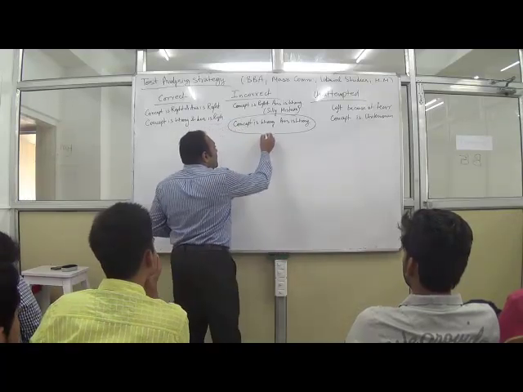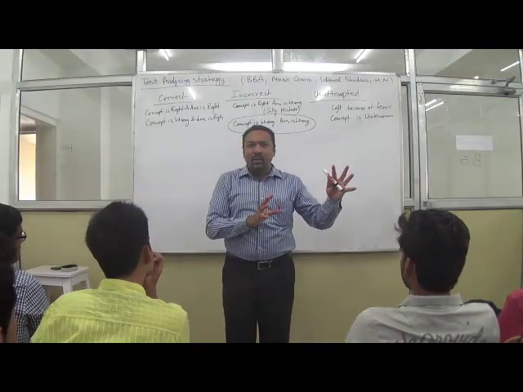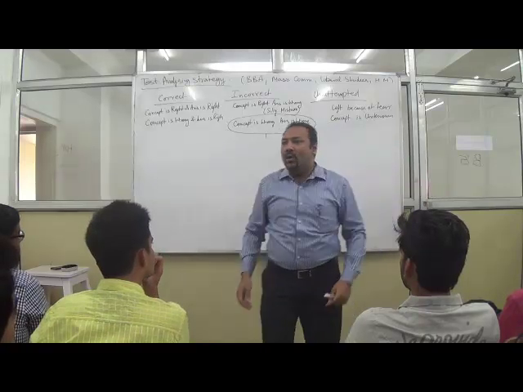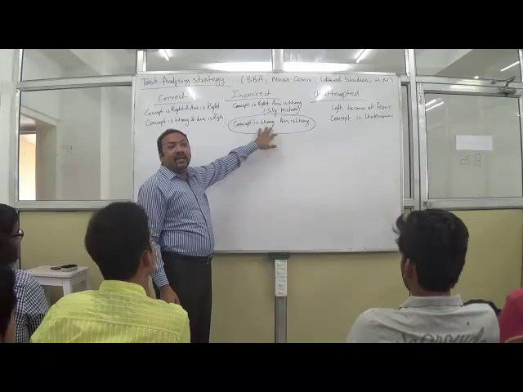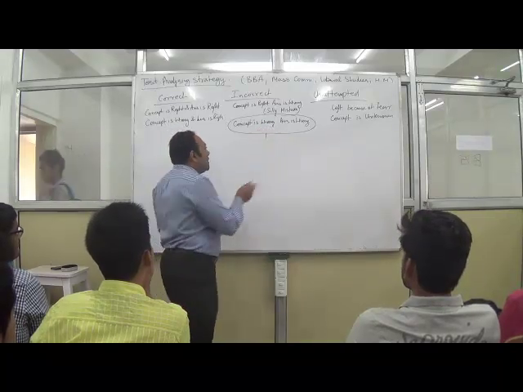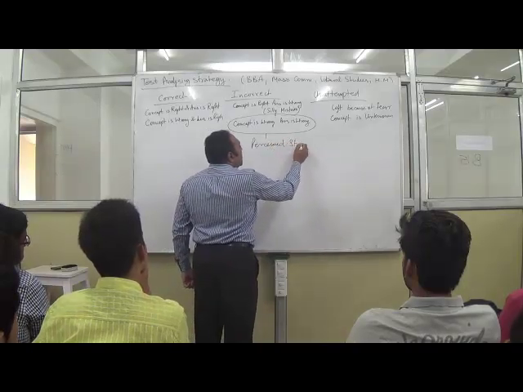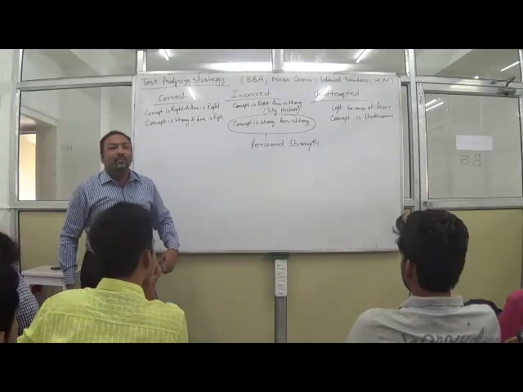So what happens? Every time I do syllogisms, thinking I know it, but when I go home and check, every time I am wrong. That means my basic concept of understanding is wrong. So this is something which I call falls in the area which is known as perceived strength.